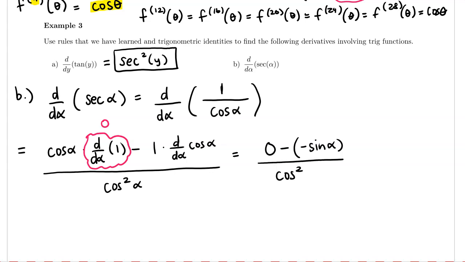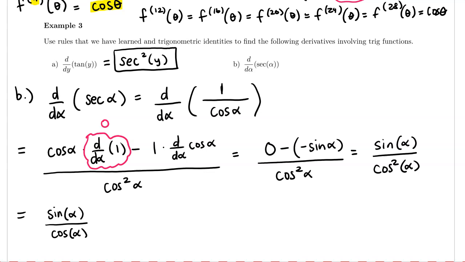over cosine squared alpha. And my numerator, 0 minus negative sine, will become sine of alpha over cosine squared alpha. And typically when we're talking about the derivative of secant, we don't leave it in this form. So I'm going to use some more identities, and first off I'm going to split this up into the product of two fractions. So I'm going to write this as sine of alpha over cosine of alpha times 1 over cosine of alpha.